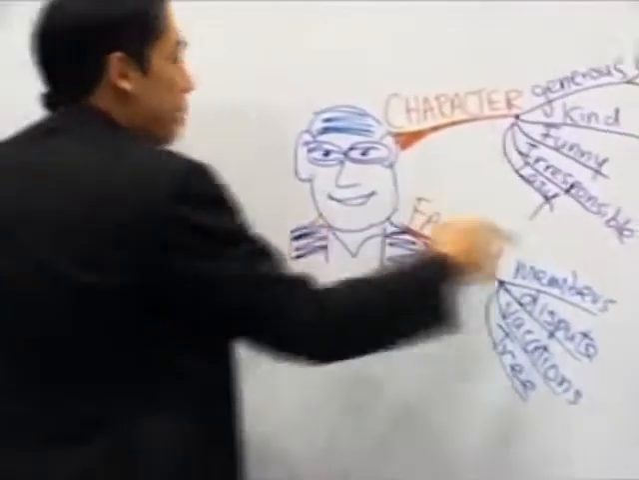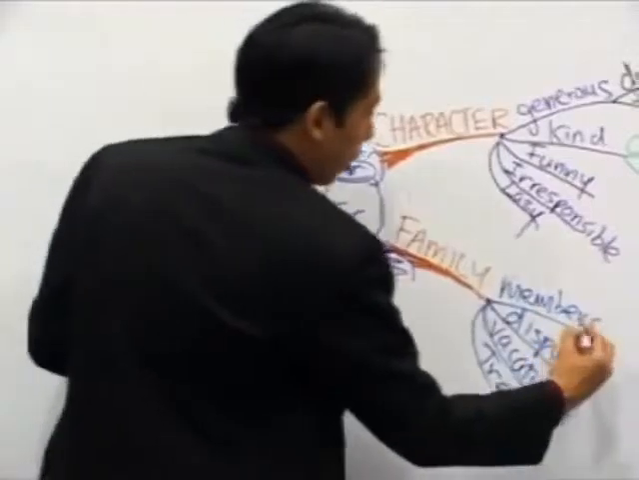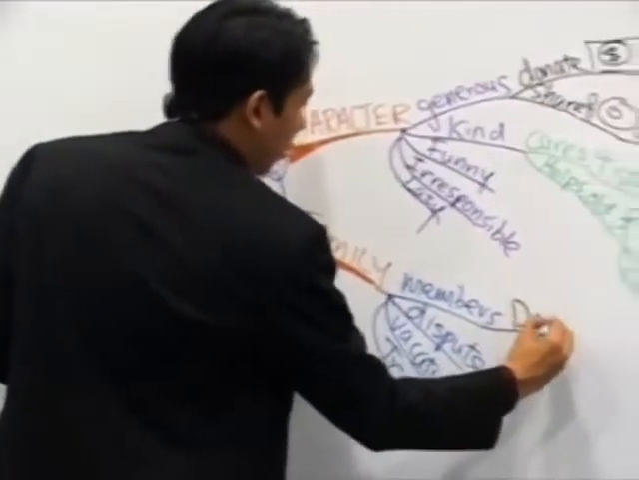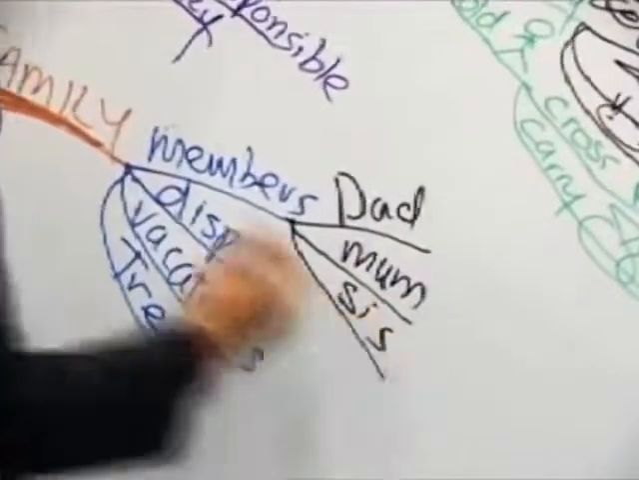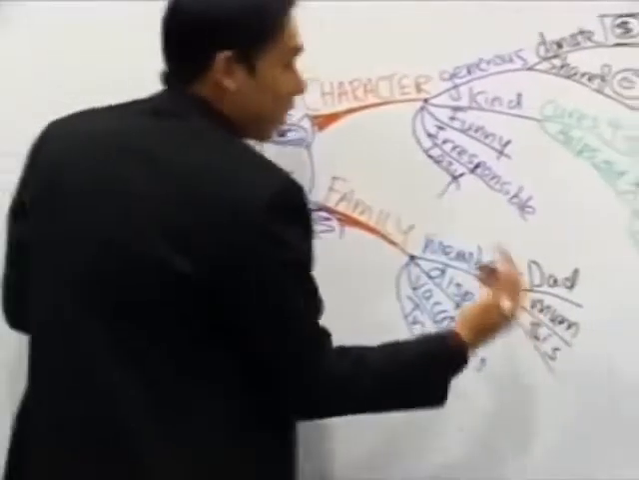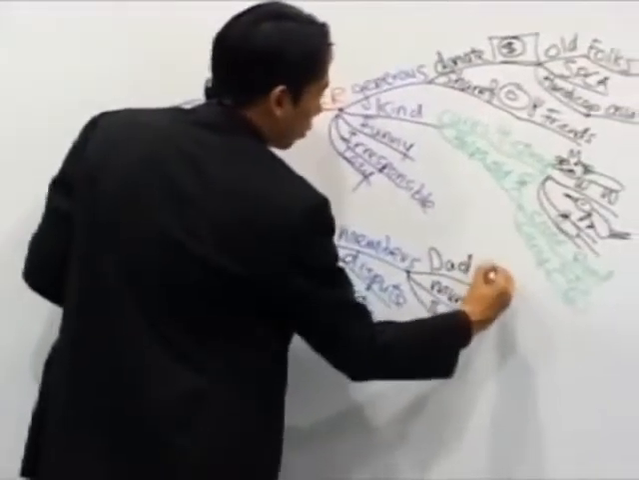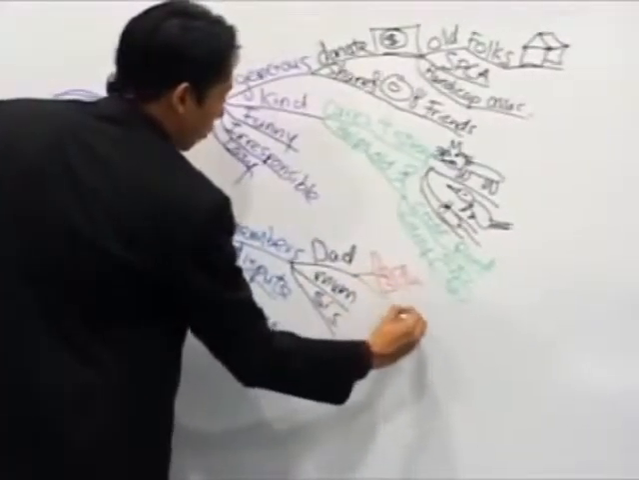So again, under family members, could you further branch it out? Yeah, could further branch out members into dad, mom, sis, right? So again, under dad, could you branch into more details? Yeah, of course. For example, you could talk about the dad's occupation. Dad is, for example, a doctor. His dad loves fishing.